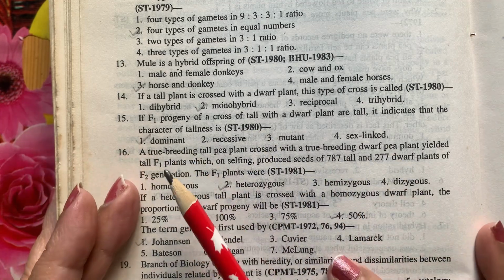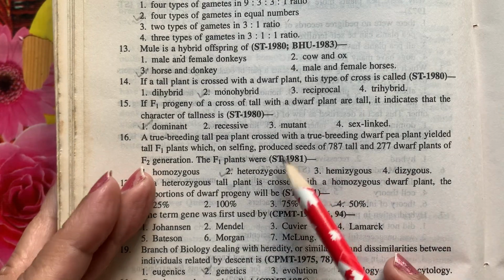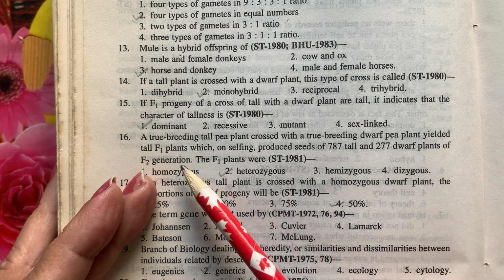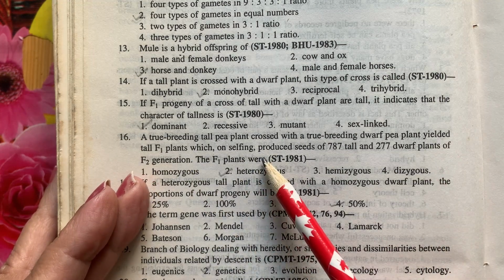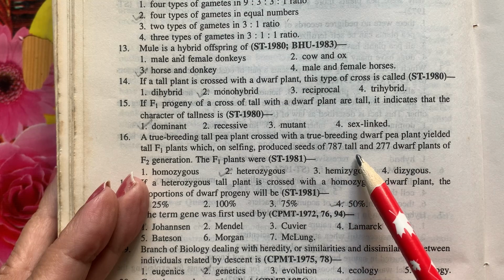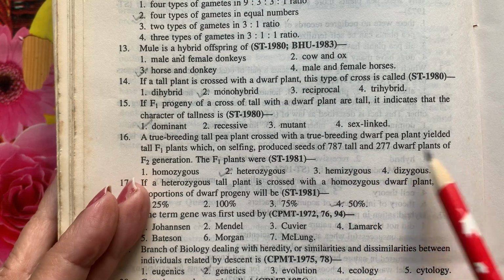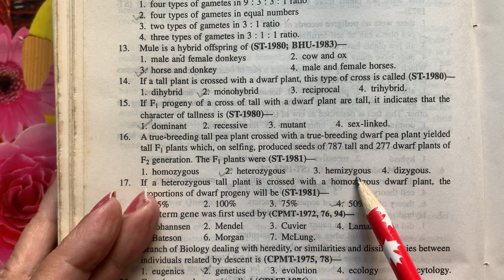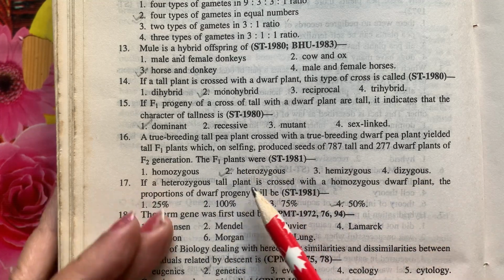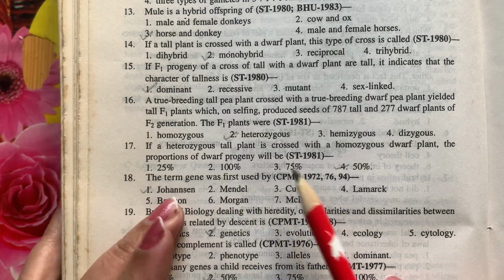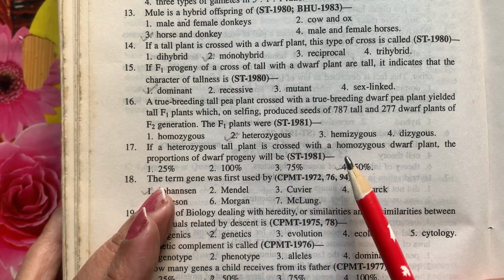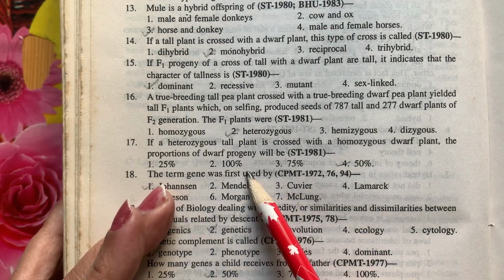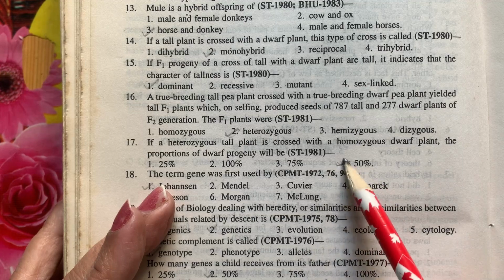It is dominant. A true breeding tall pea plant crossed with a true breeding dwarf pea plant yielded tall F1 plants, which on selfing produced seeds of 787 tall and 277 dwarf plants in the F2 generation. The F1 plants were homozygous, heterozygous, hemizygous, dizygous. They are heterozygous. If a heterozygous tall plant is crossed with a homozygous dwarf plant, the proportion of dwarf progeny will be 25%, 100%, 75%, 50%. It is 50%.